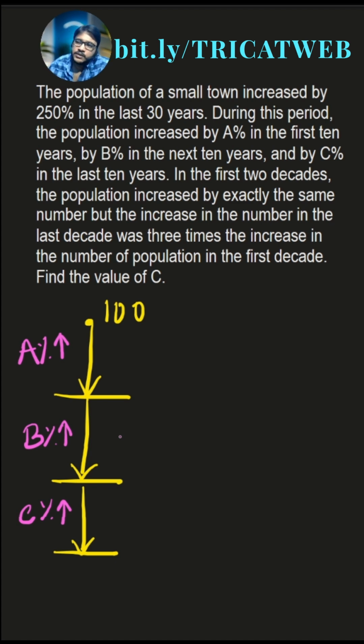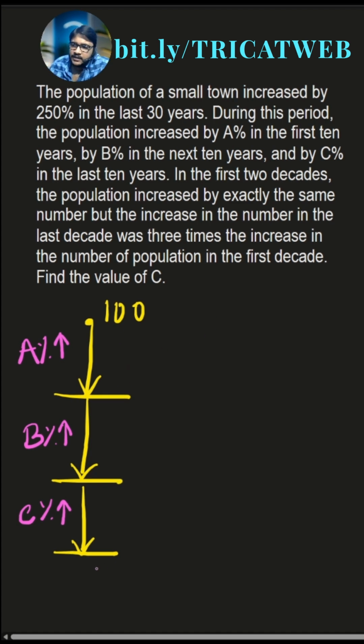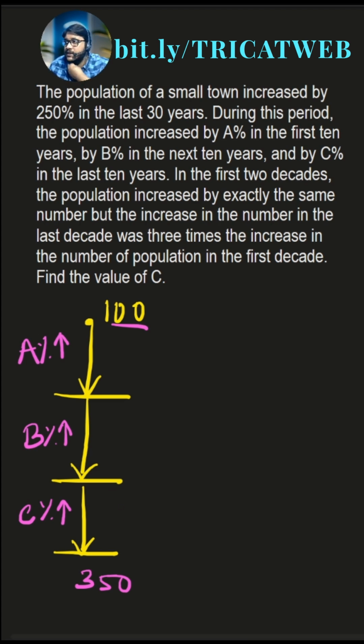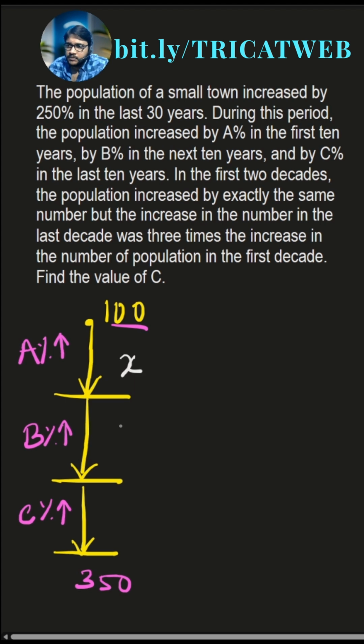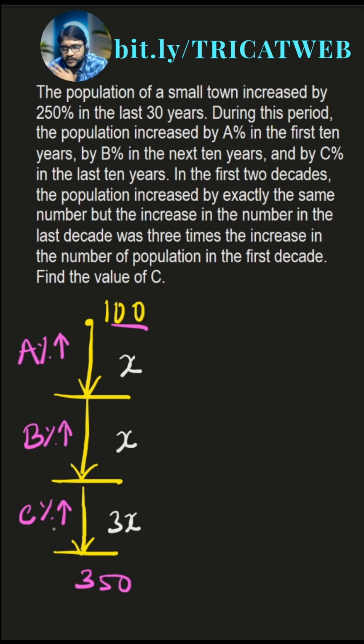The only thing that I know is that finally, if I am assuming the initial number to be 100, it becomes 350. There are some interim values also. In the first 2 decades, the number only increased by the same number. Let us assume that number to be x, this also x, and in the last decade, 3 times of the first one. So this is what it is.